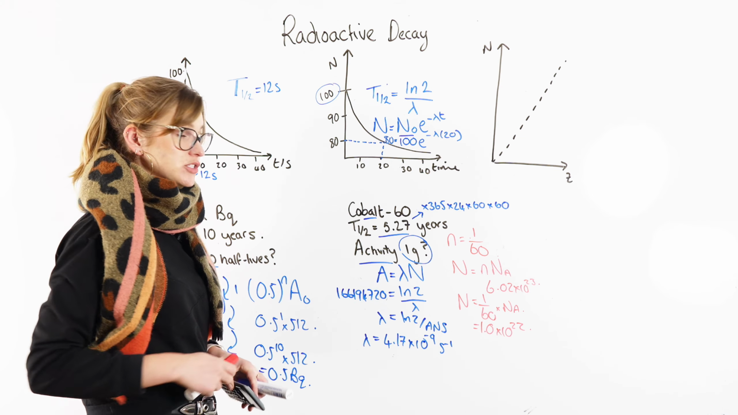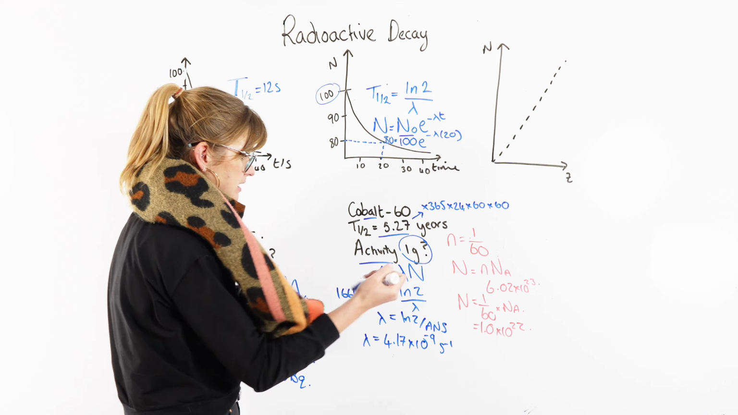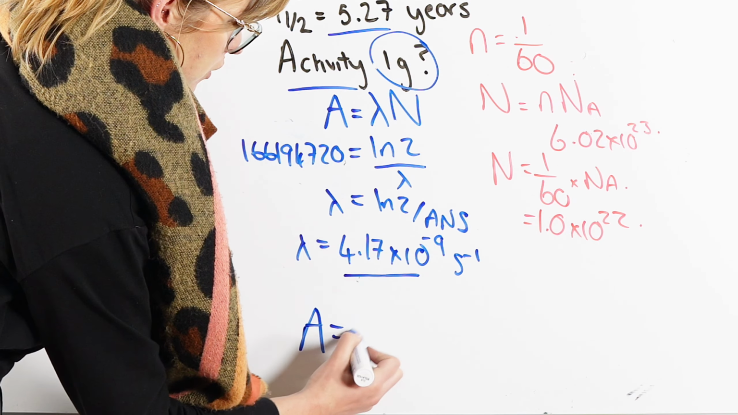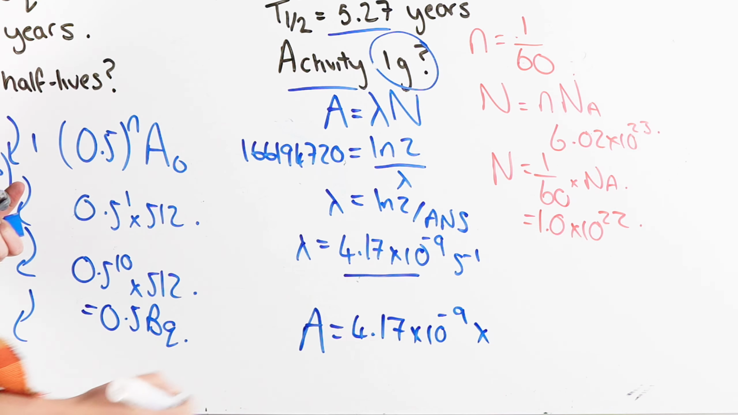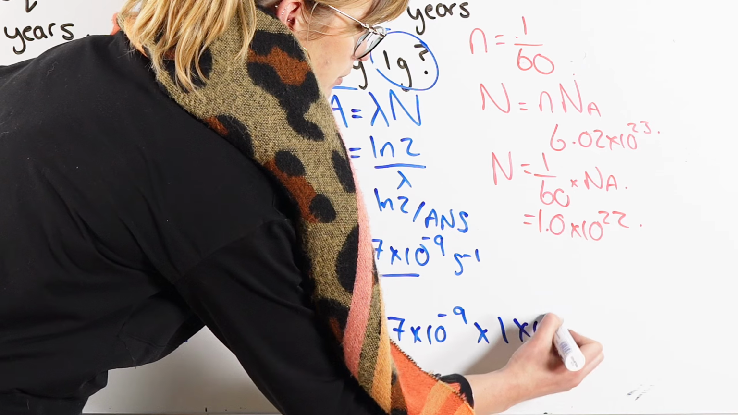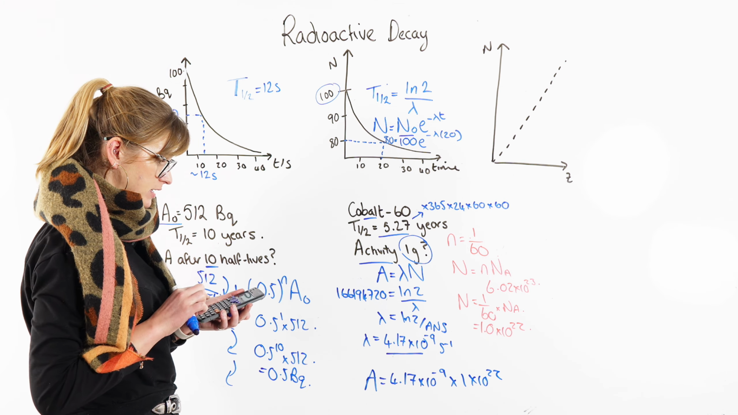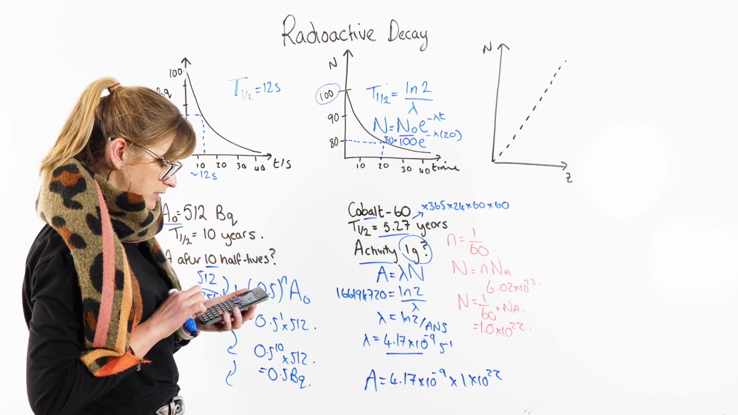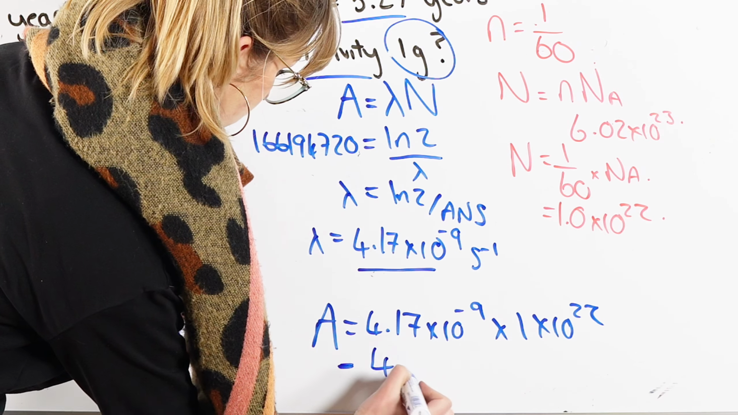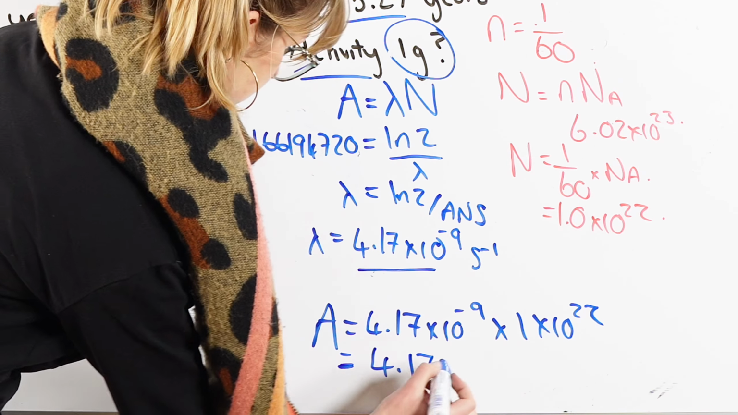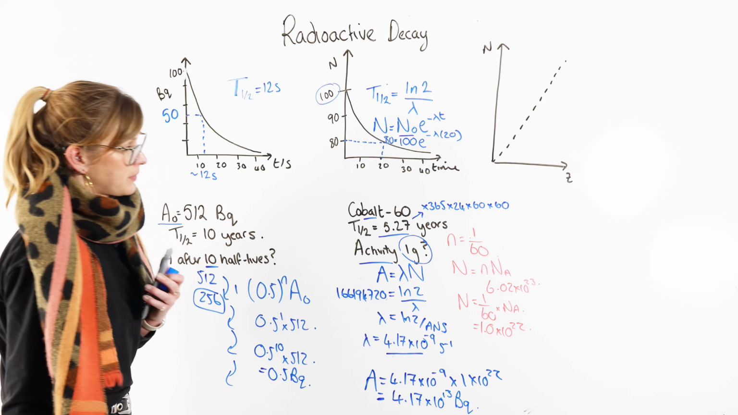So then for our final answer, to get our activity, all we have to do is take our decay constant, 4.17 times 10 to the negative 9, multiplied by our number of nuclei, which is 1 times 10 to the power 22, to figure out what our activity is. So again, we're doing 4.17 times 10 to the power negative 9, multiplied by 1 times 10 to the power 22, and we get an activity there of 4.17 times 10 to the power of 13 becquerels. Grand.